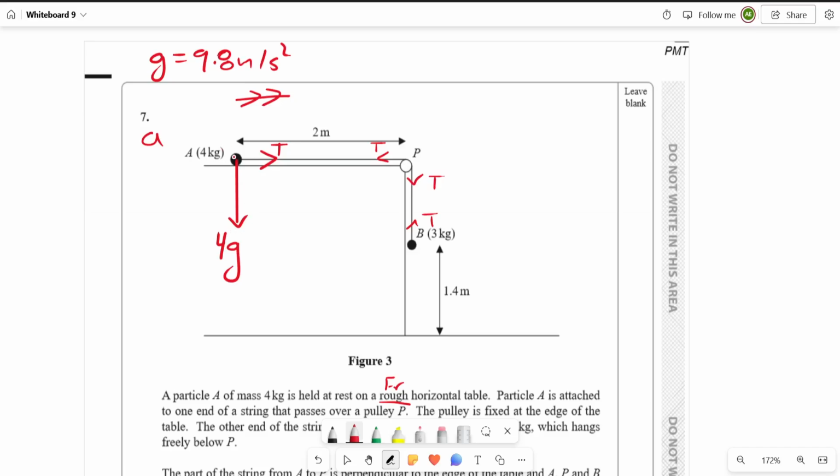Other than G, what do I have? I will have a normal force, let's call it R. And over here, I will have an acceleration. A is going to accelerate to the right.